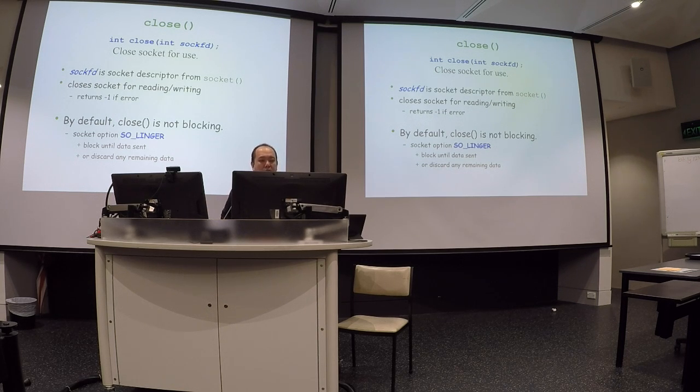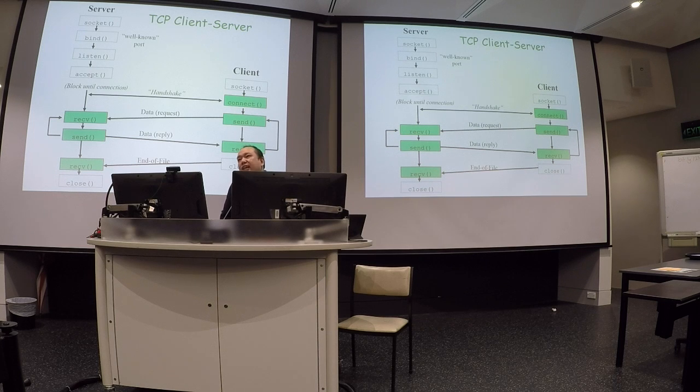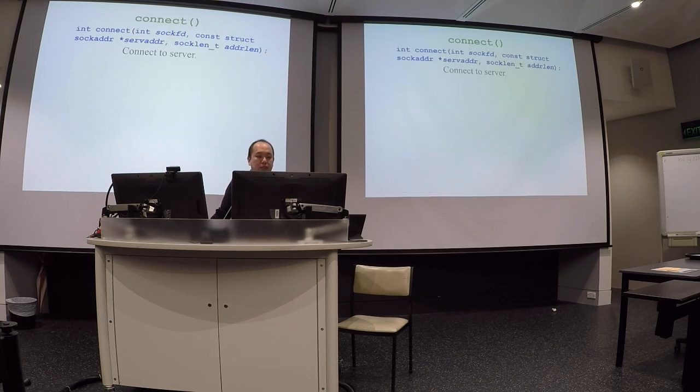So we see that there are several functions that we need to use at the server side. How about the client side? Again, at the client side, there are also some functions that we need to use. The most important function is the connect function. We use this function to establish a connection with the server. This function should be called by a TCP client. So let's have a look at the connect function.